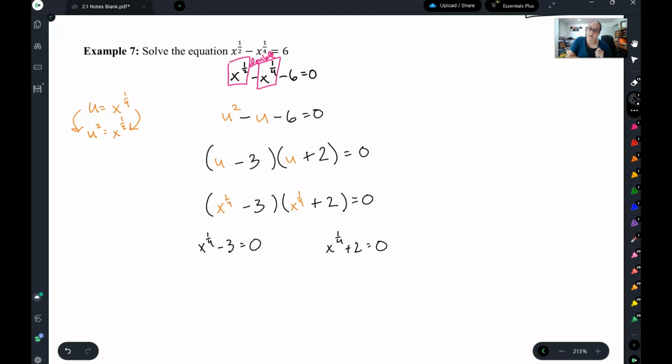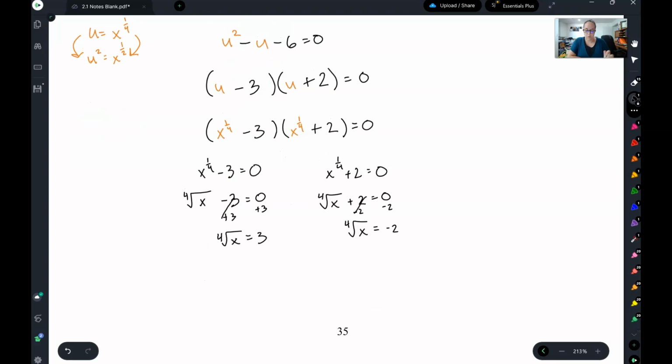Just a little reminder for you that x to the 1/4 is the same thing as the 4th root of x. So I have the 4th root of x equals 3. And the 4th root of x equals negative 2. So I can raise this to the 4th power to get rid of my 4th root, and I get x equals 3 to the 4th, which is 81.